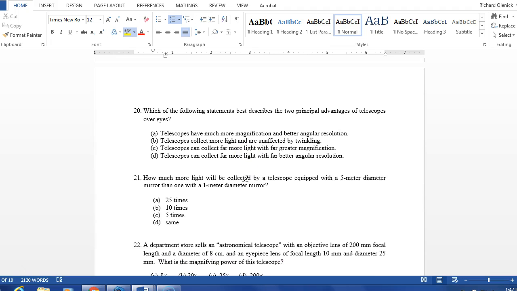Which of the following statements best describes the 2 principal advantages of telescopes? We know that telescopes will gather more light and will give you better angular resolution. D.